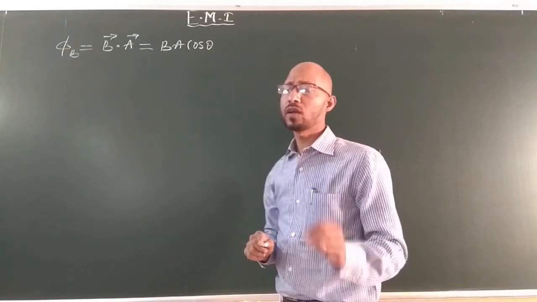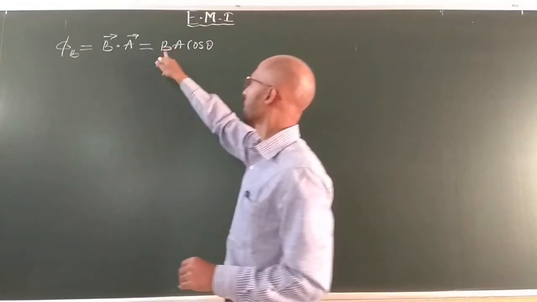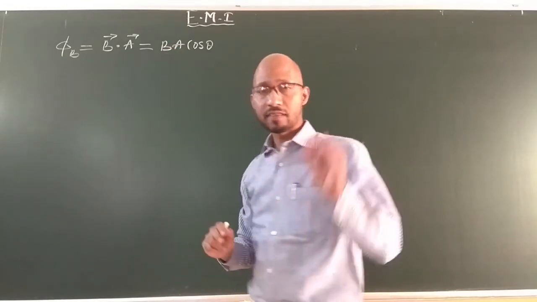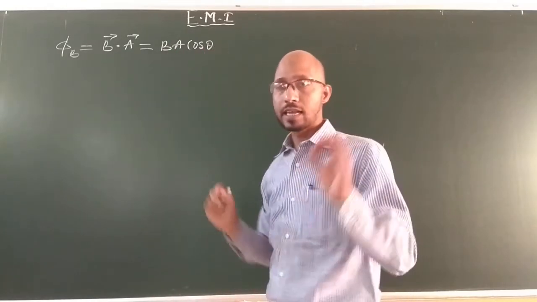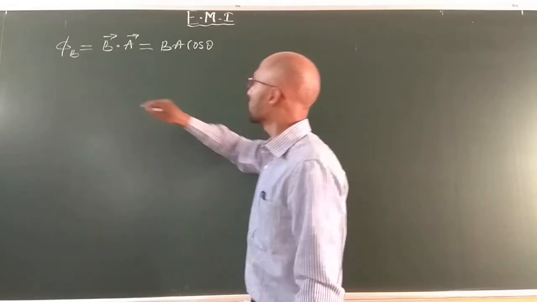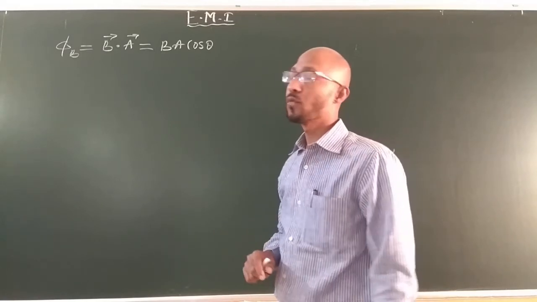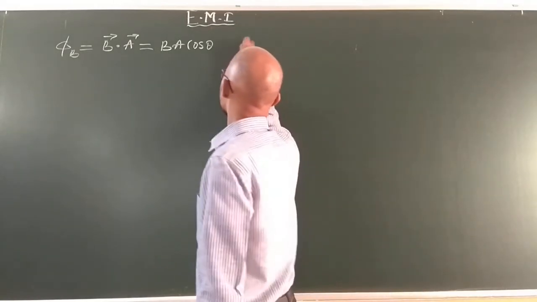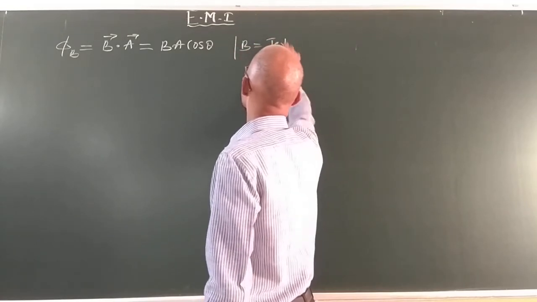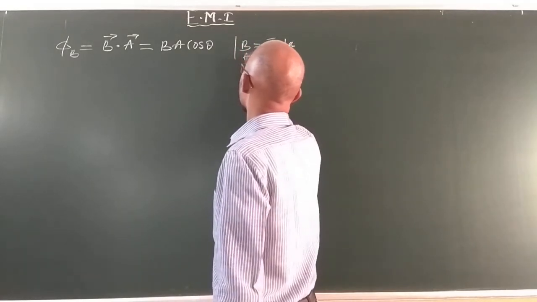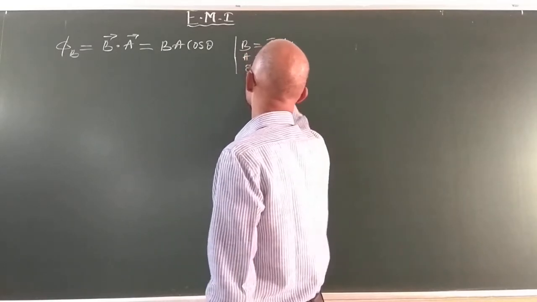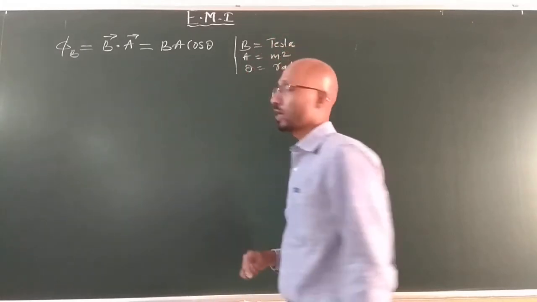Now you have to understand the units. The magnetic field strength is in Tesla, area is in meter square, theta is in radian, whereas magnetic flux will be in Weber. I'll write it down here. Magnetic field will be in Tesla, whereas area is in meter square. This is all in SI, whereas angle is in radian. Okay, these are the things.